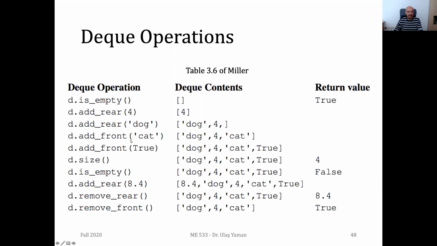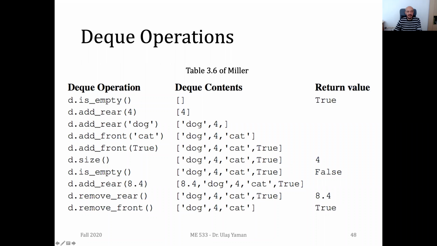We now continue adding an item from the front. But this time, cat will be in front of the 4, which was the first item in our deque data structure. And then we continue with the same operation, adding an item to the front, and true will be in front of cat. So at the front, we have the true value, and at the end of the data structure, we have a string called dog. And once we check the size, it will return a value of 4. Obviously, this is not empty. We have 4 values inside, so the returned value is false.